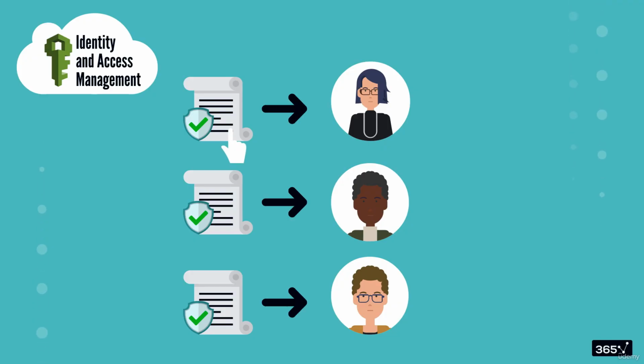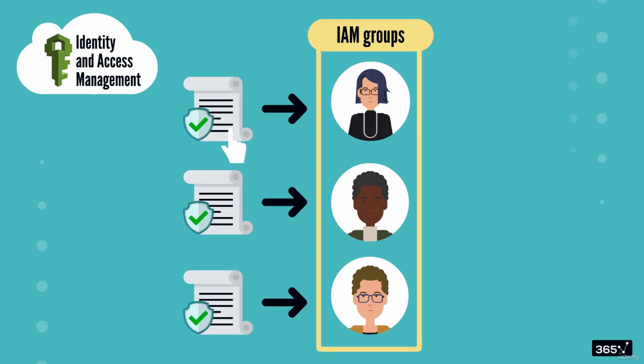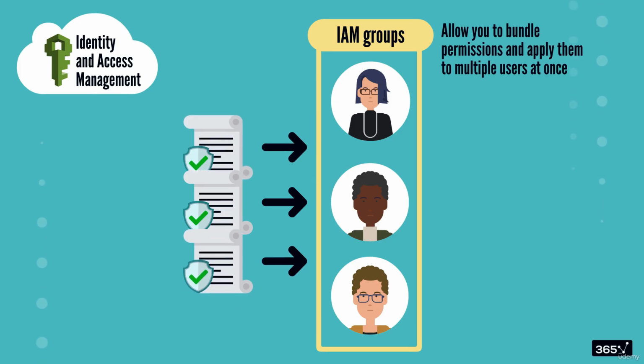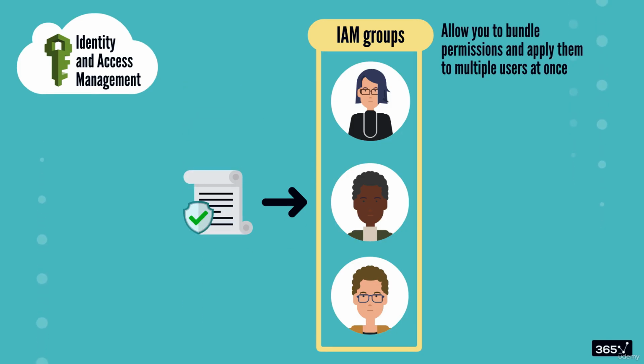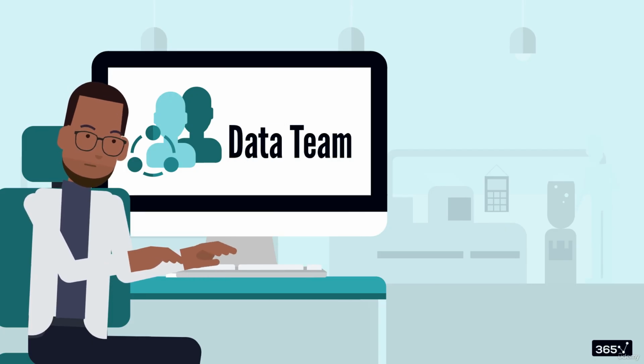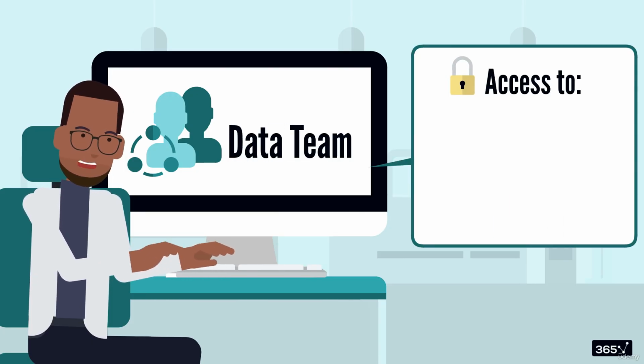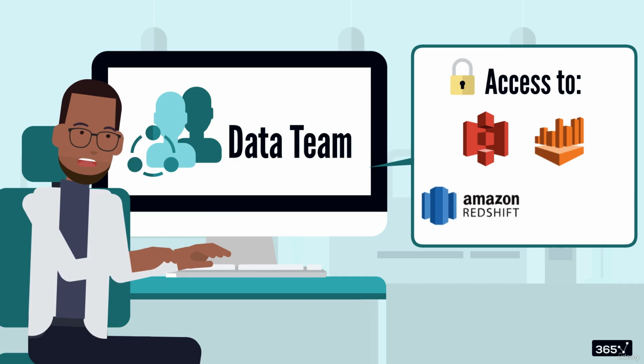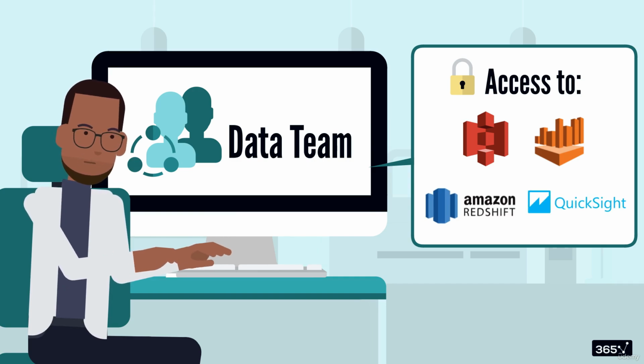Instead of assigning policies to every user manually, AWS recommends using IAM groups. A group allows you to bundle permissions and apply them to multiple users at once. In our example, we'll be creating a group for the data team. This could include access to services like Amazon S3, Athena, Redshift, or QuickSight, depending on your use case. Let's get started in the AWS Management Console.